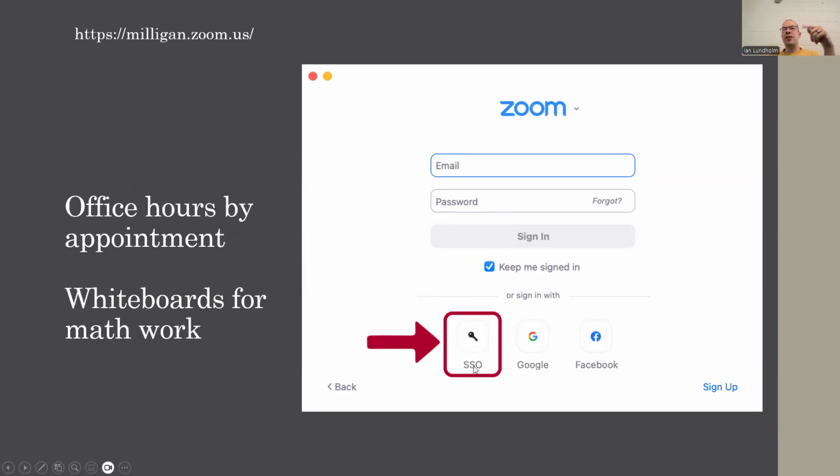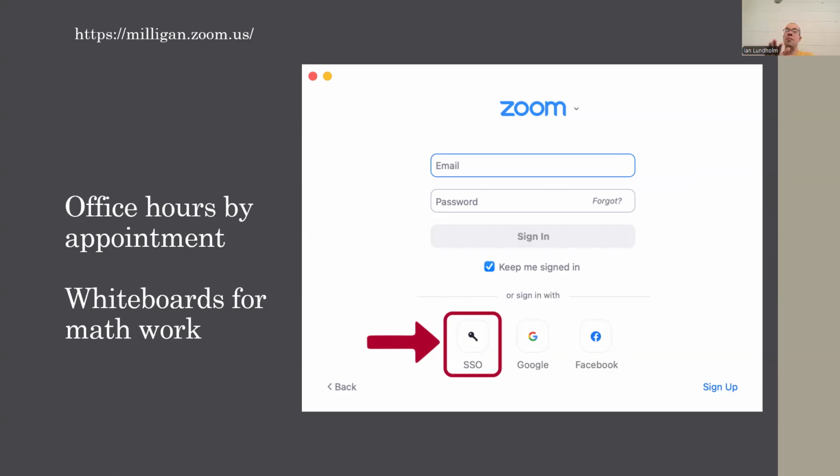You will want to use the secure sign on link here. You'll want to use Milligan when it prompts you for what blank.zoom.us. You'll want to put in Milligan there, and then you'll be able to enter your Milligan password to actually sign in. It'll take you to the Milligan sign in page.